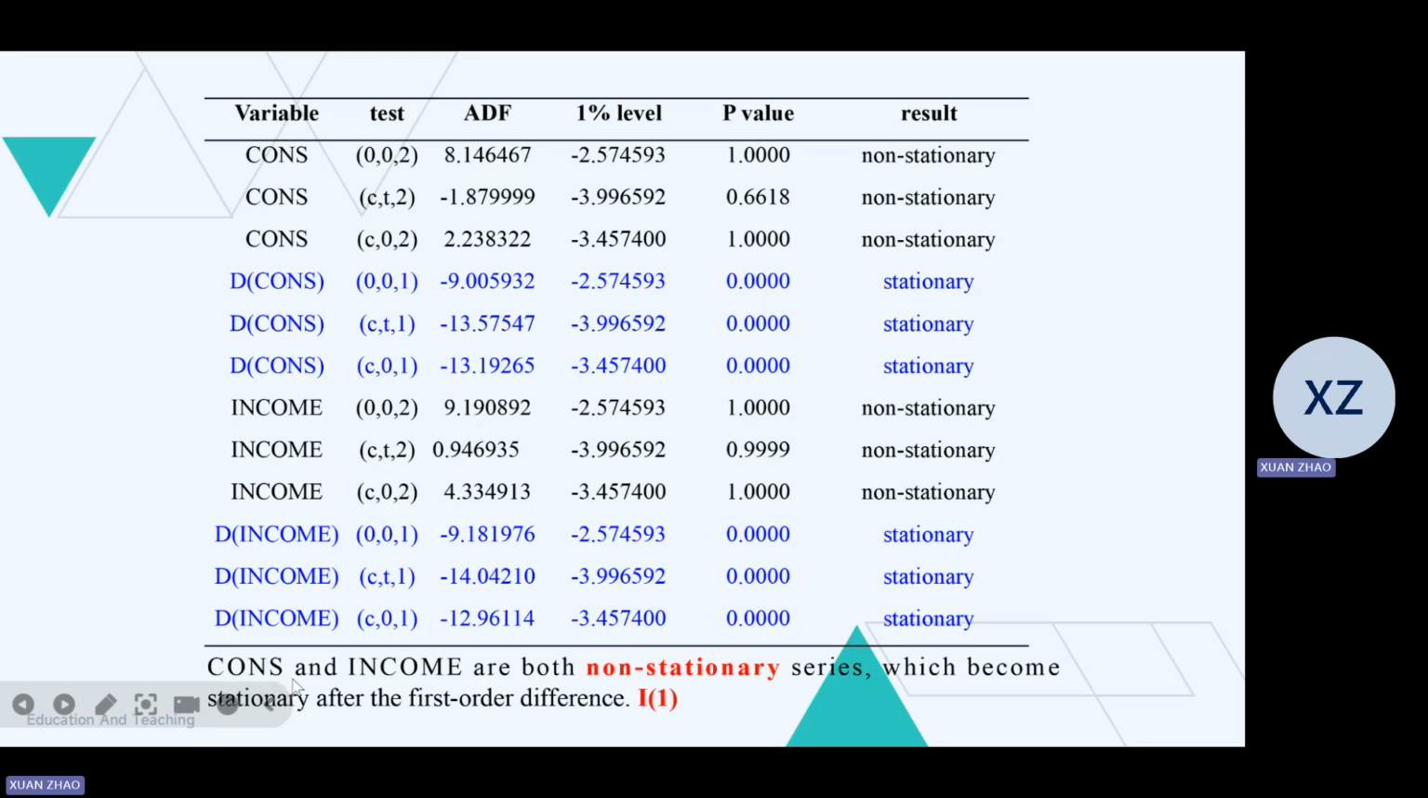So we can get that both consumption and income are non-stationary series, which become stationary after the first-order difference. In other words, both consumption and income series are stationary at the same degree, I(1). So we can get the conclusion that the order of integration of the variables is I(1).